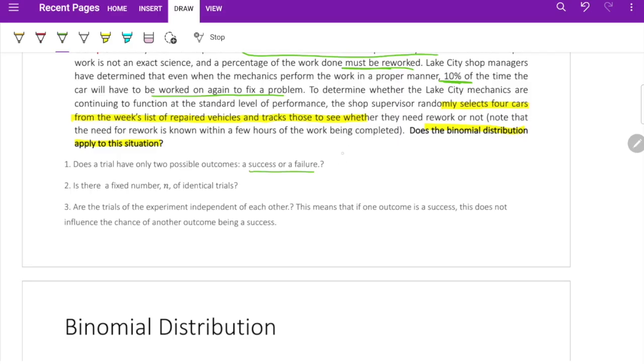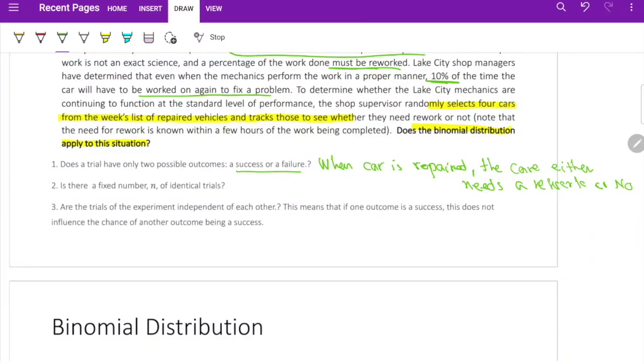Yes, because when a car is repaired, the car either needs a rework or no. So you have 2 options only. We have 2 outcomes: needs to be reworked or no. So you have success or failure. Do the rework, do not do the rework.